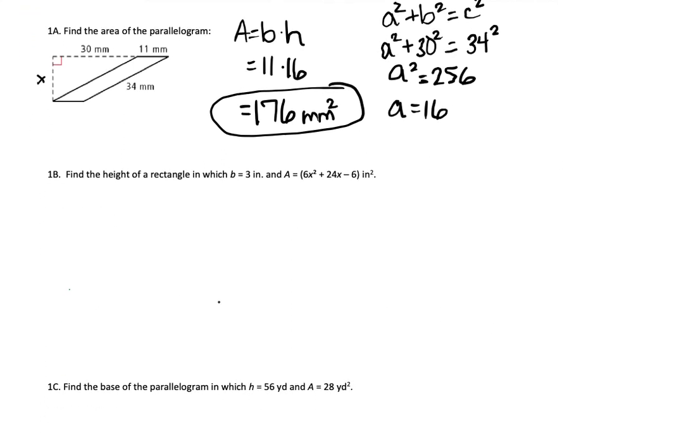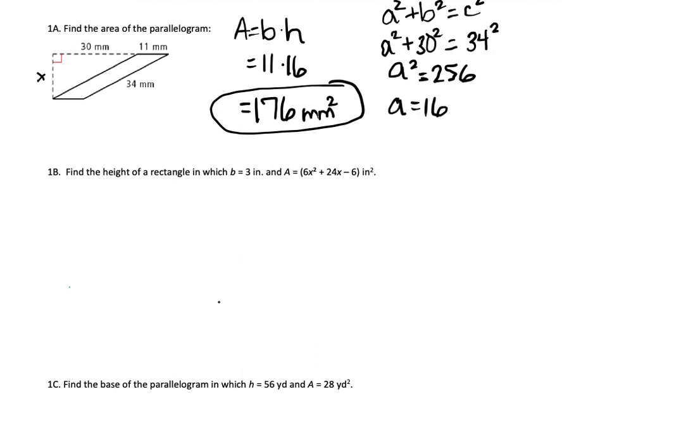Let's go on to one that requires a little bit of algebra. So we have a rectangle and the height is 3 and we know its area. So again, we have area equals base times height. We know the base and we know the area, so I'm going to fill that in. 6x squared plus 24x minus 6 is my area. That's going to be equal to my base times my height, and we need to find the height. So what I'm going to do is just divide by 3.